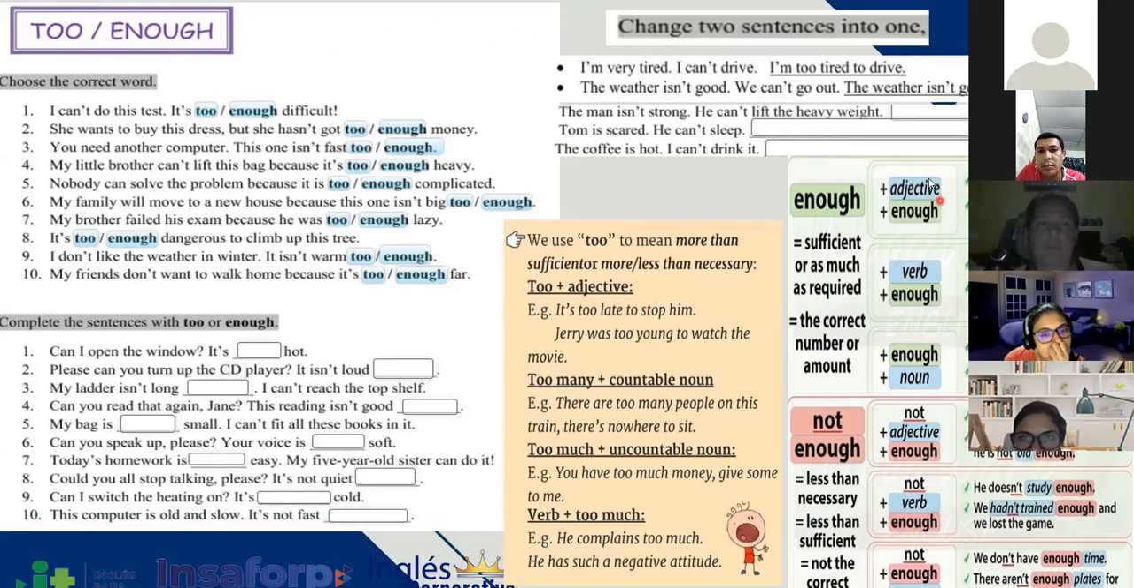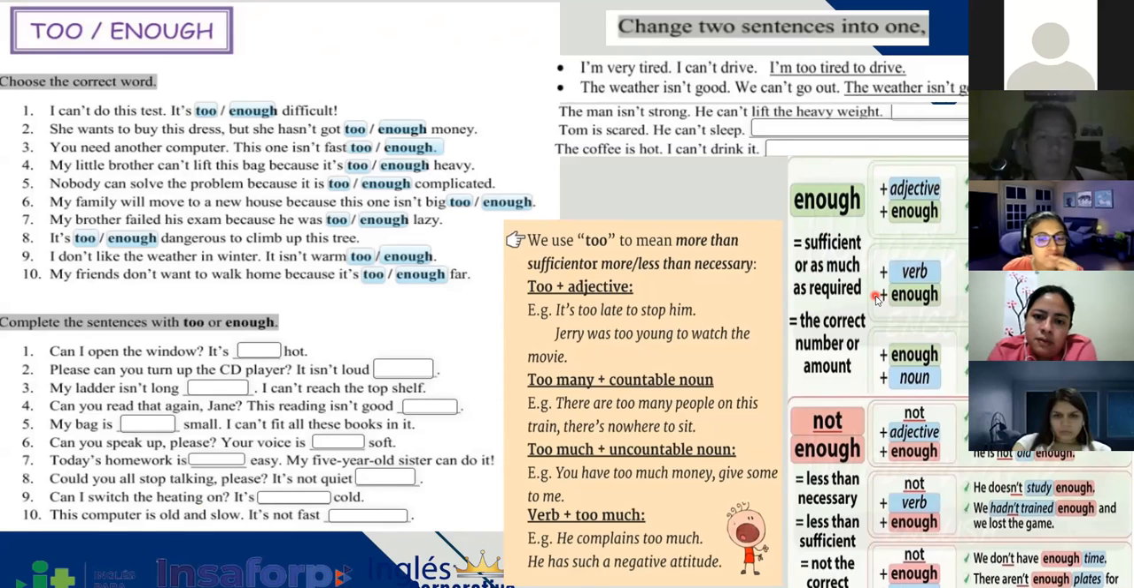Adjective plus enough. Second part, verb plus enough. You have done enough for today. Make sure you drink enough to stay hydrated. Very good, excellent. As you can see, we can use the verb also.